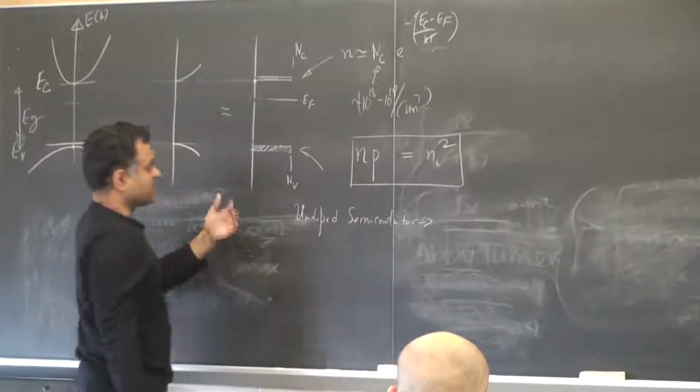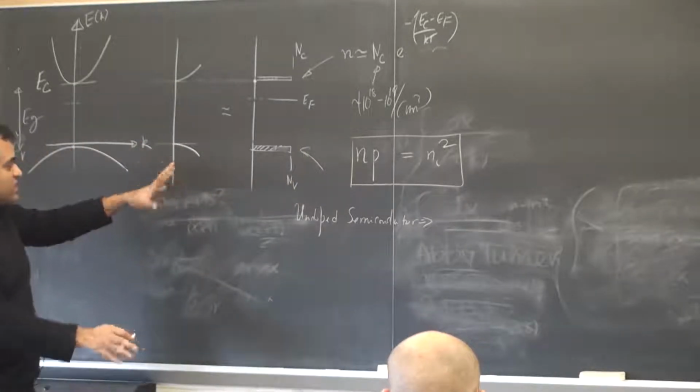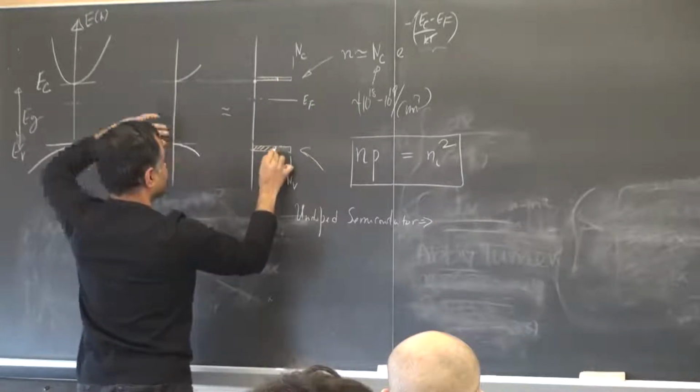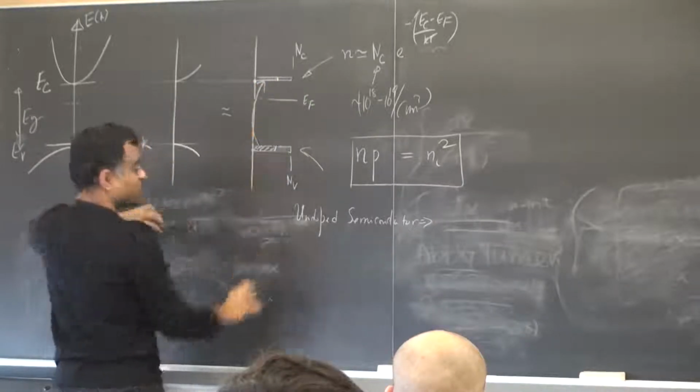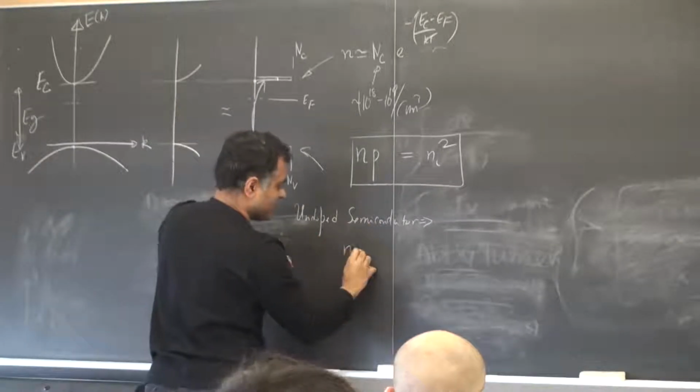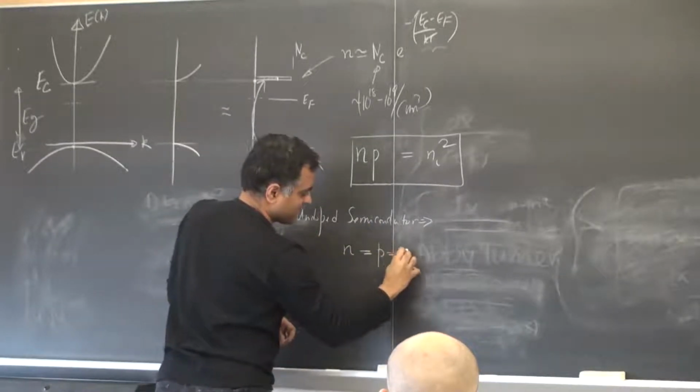That would imply that there's no other source of charge, so any holes or electrons you have in the conduction band must have come from thermal ionization from the valence band. So if it's an undoped semiconductor, then n is equal to p, is equal to ni.